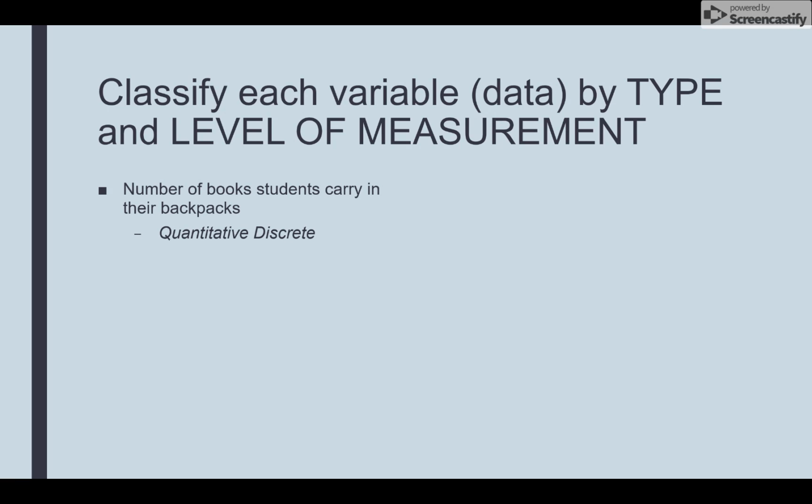In terms of the level of measurement, I need to think about, what does zero mean? If I say I have 0 books in the backpack, does that mean none? If 0 implies none, then I'm at the ratio level.